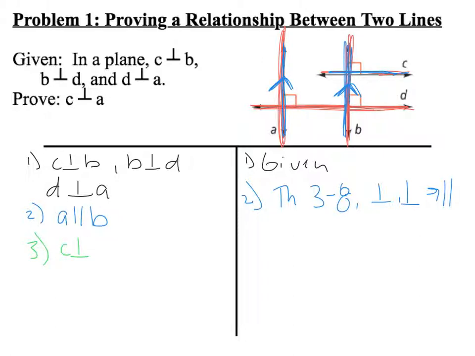And now I can actually go to my proof. C has to be perpendicular to A. And how do I know that? Well, the theorem we just went over, the perpendicular transversal theorem, states that if I know that this line is perpendicular to this line, and I also know that A and B are parallel to each other, which we proved, then I can also say that these two lines are perpendicular. So it's a three-step proof using the two theorems that we just went over in this video.